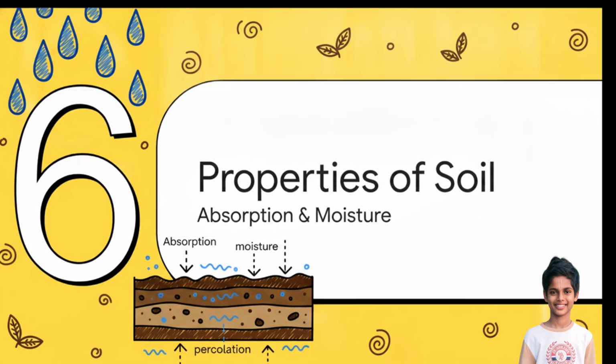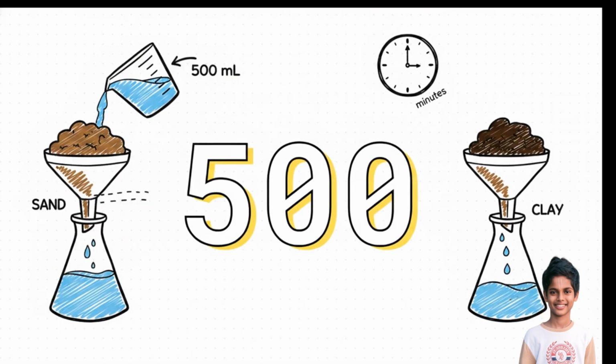We are at the final stretch. Part 6, the 3 properties of soil. We're going to look at absorption, moisture, and percolation. Stay focused, Beta. You're doing great.